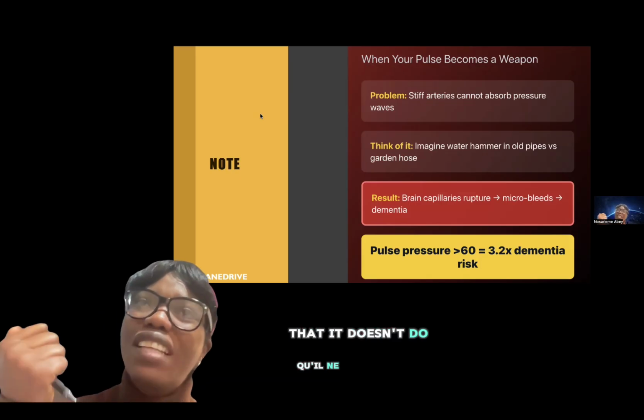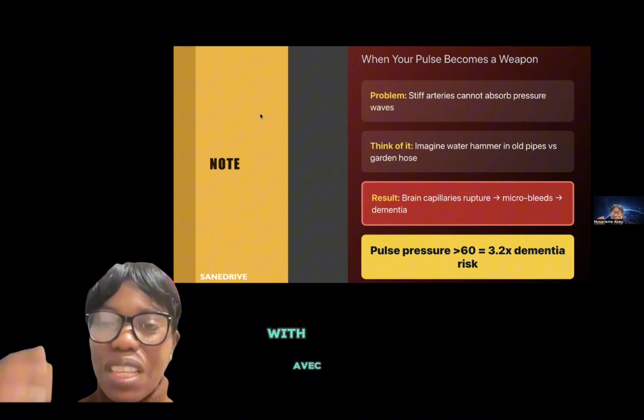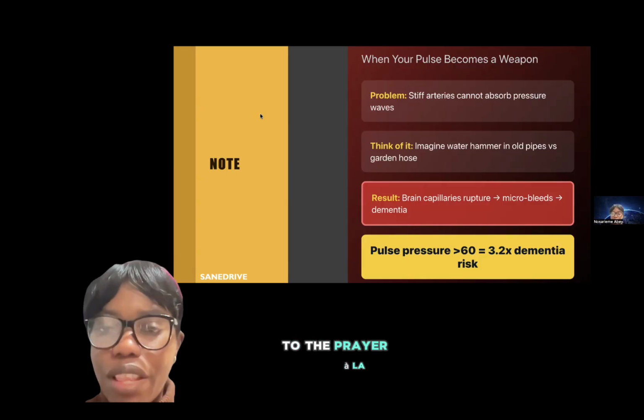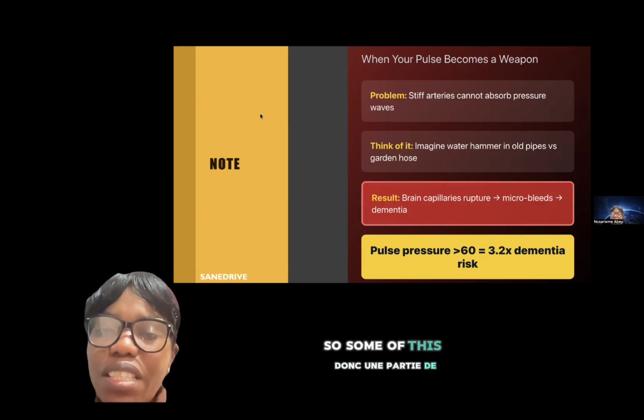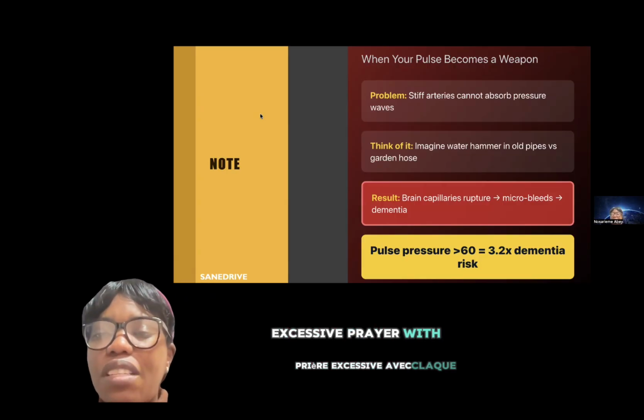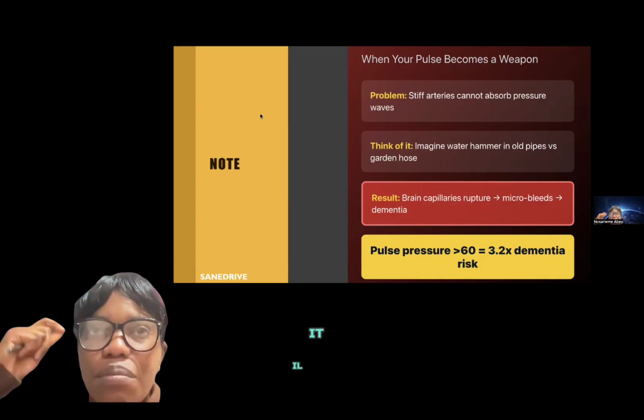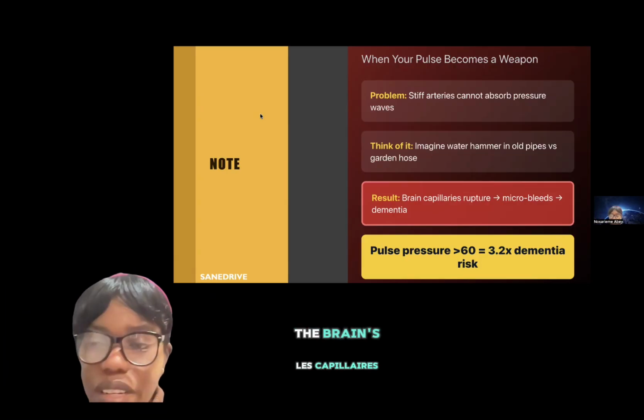And the funny thing is that it doesn't do as much as it's meant to do with the very loud sound. I'm trying to compare that to the pressure that is going in there. So some of this excessive pressure slams the brain, and it begins to hit the delicate capillaries. The brain's capillaries are very delicate.